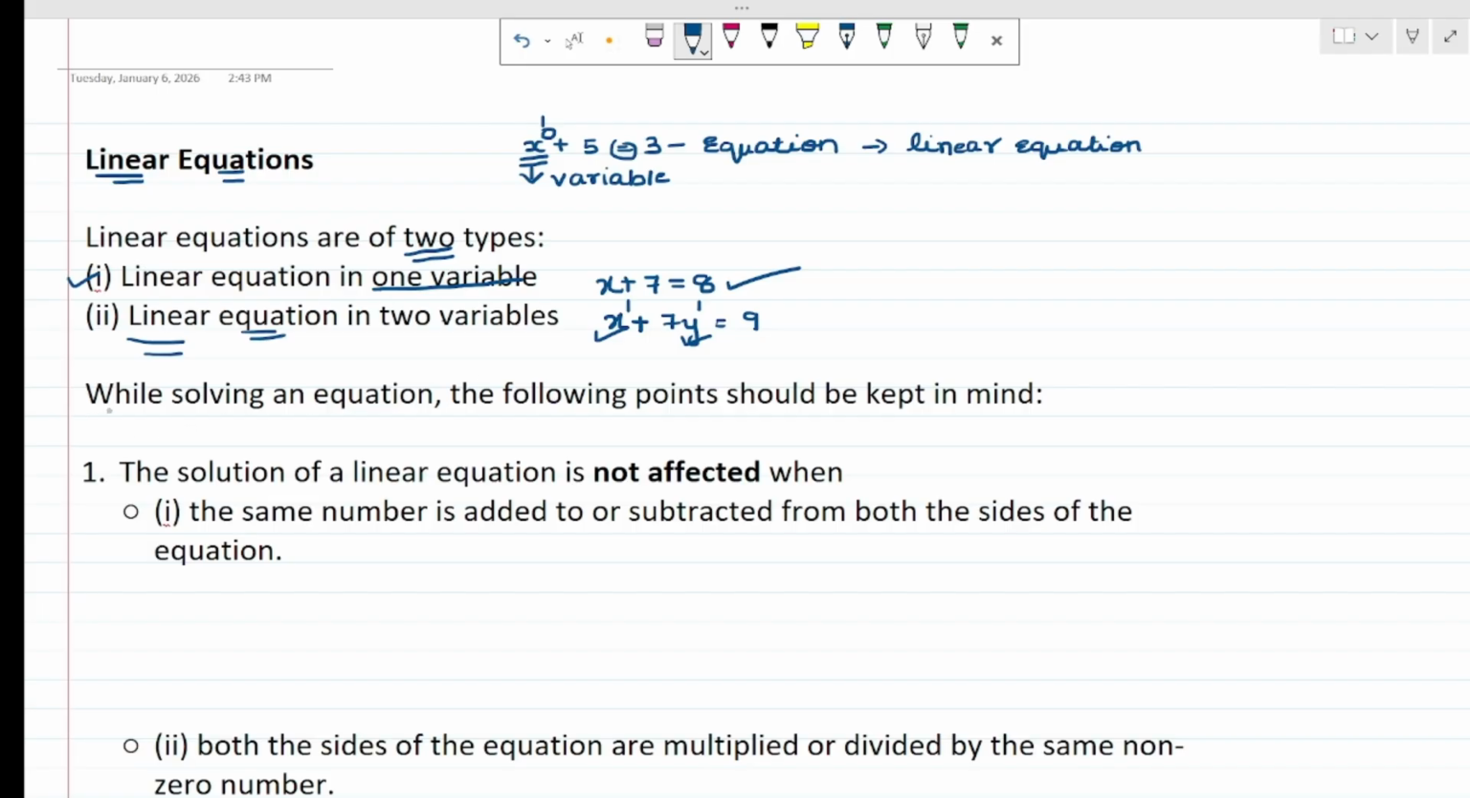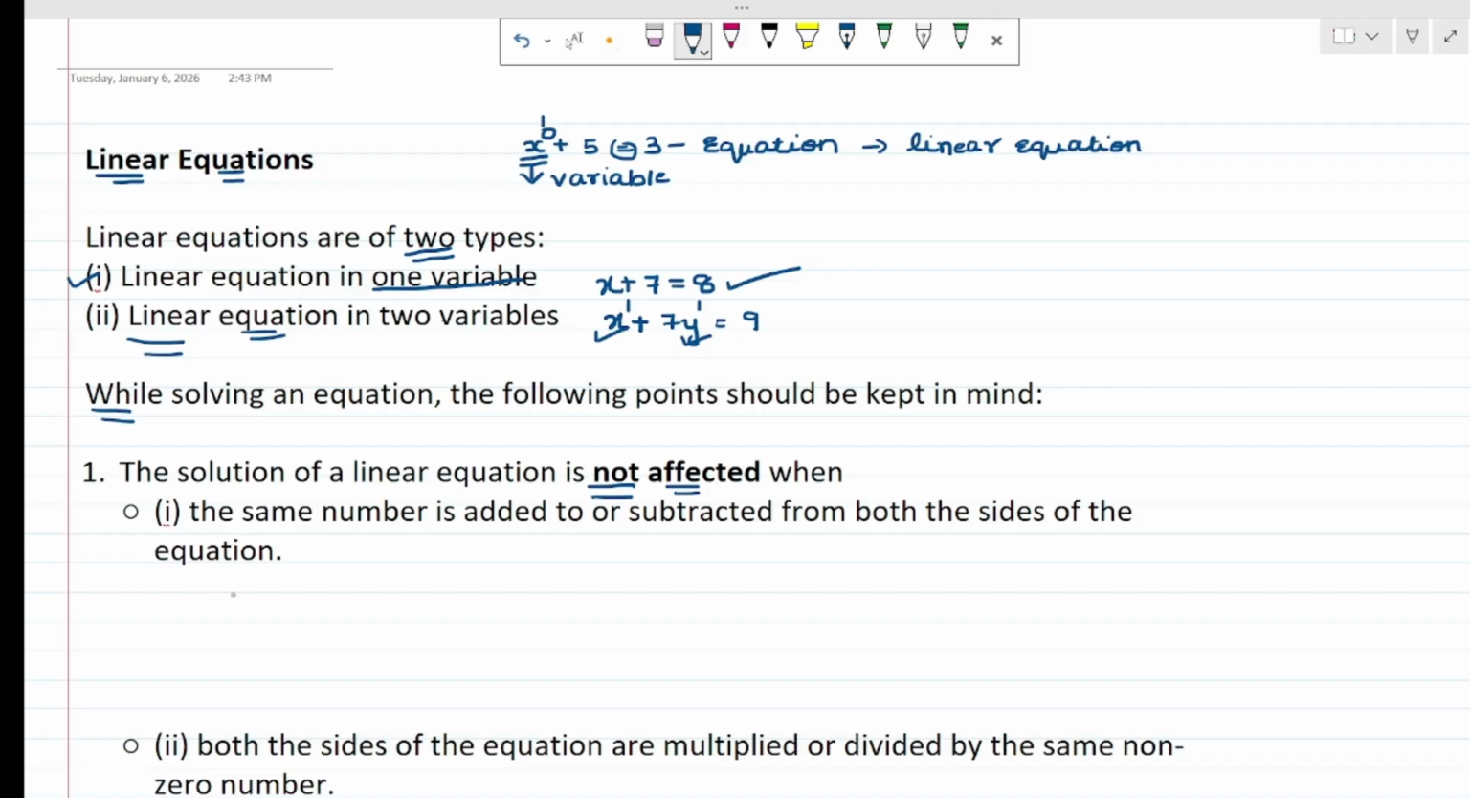Now, what things should you keep in mind while solving? While solving an equation, the following points should be kept in mind. First one is the solution of a linear equation is not affected, that means your answer will always be the same, when the same number is added or subtracted from both the sides of the equation.